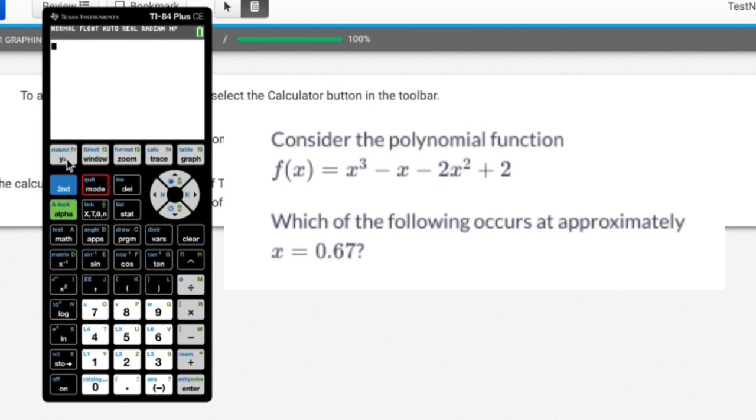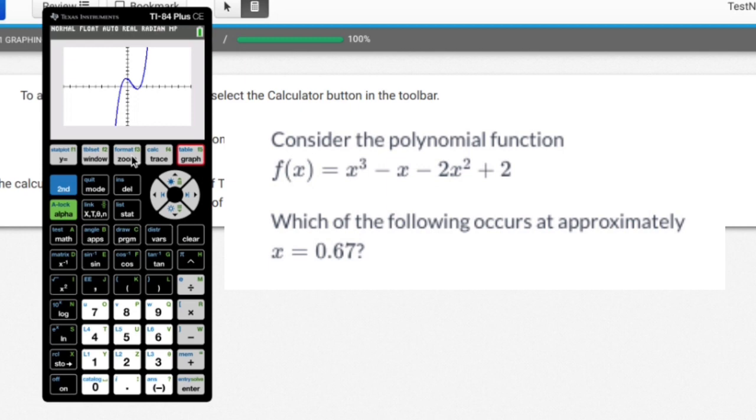Okay, so I'm supposed to graph this guy right here. I already typed it in because, saving some time. When I go to graph, it gives me a nice little cubic right there. And I care about what happens at 0.67. Now, at 0.67, I really can't see it that well.